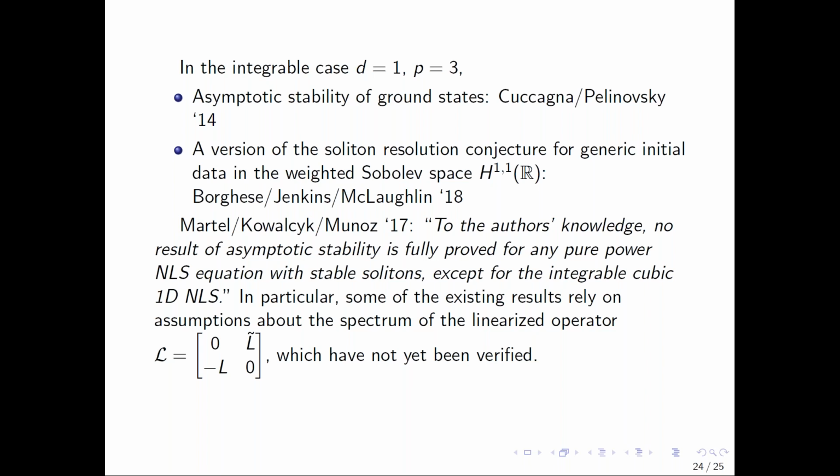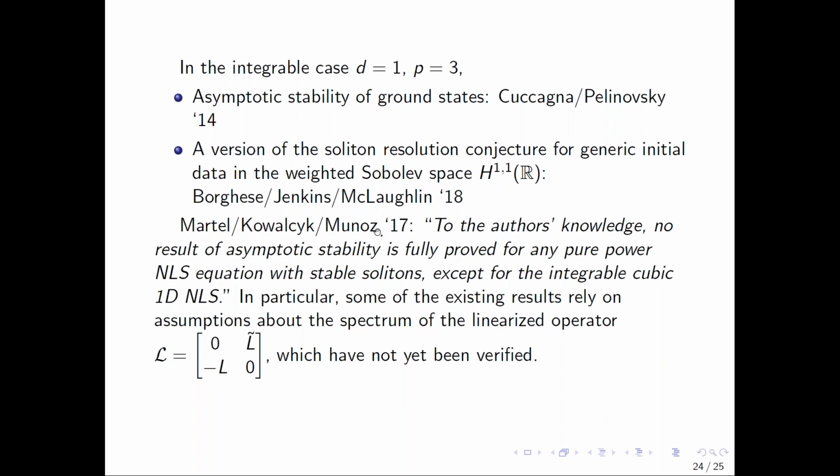In that case, recently, a version of the soliton resolution conjecture has been proved by Borghese, Jenkins, and McLaughlin. They used the integrability, of course, very heavily. They did it for generic initial data, not for all initial data, and there are initial data which don't satisfy their conditions. It's in a weighted Sobolev space, so not exactly H1, but at least in H^{1,1}. I think this condition rules out breather solutions, so their result doesn't include breather solutions. Asymptotic stability of ground states had been proved earlier by Kenig and Pelinovsky in 14 or some version. But again, the field is wide open.